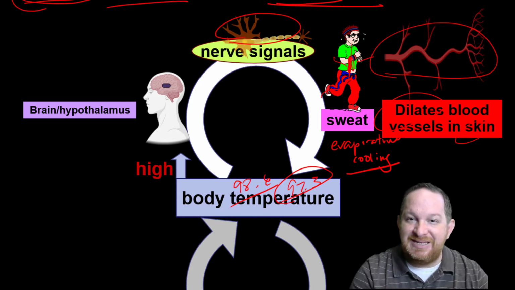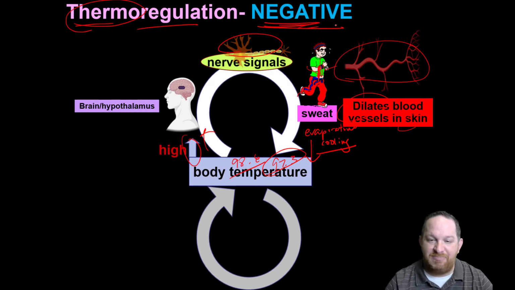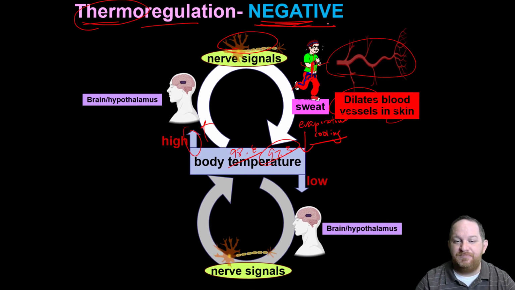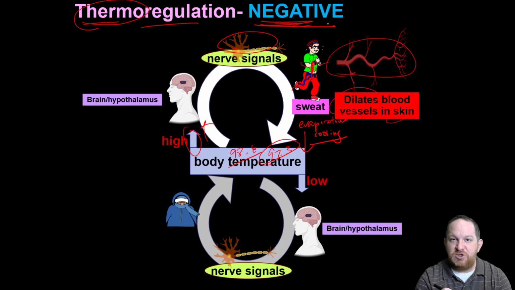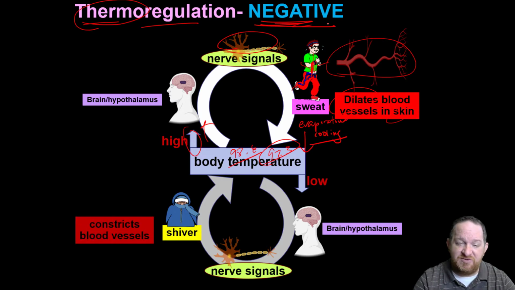So this is a negative loop because if the temperature goes too high, then it needs to come back down. It needs to do the negative, or the opposite. Well, what happens if temperature goes too low? Same sort of thing. The brain, the hypothalamus, has to sense that, has to send a signal through the nerves, and we shiver. What does shivering do? We start to use some of those muscles. We're going to make some ATP, burn some food, burn some calories, and shiver.